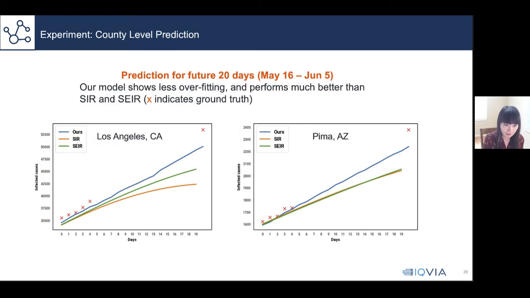We also tested predicting the future 20 days. Our model has been shown to have less overfitting and perform much better than the SIR and SEIR, and it has been used in support of many COVID-related trials within our company, and often shows better performance.